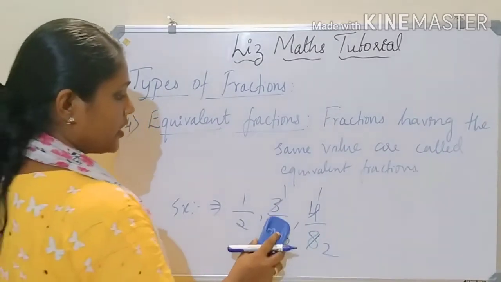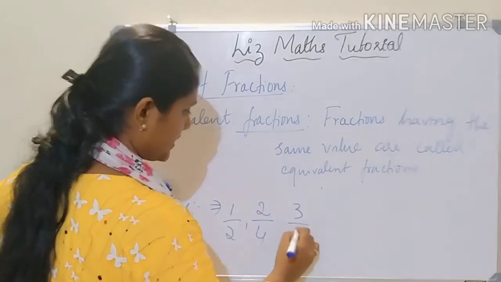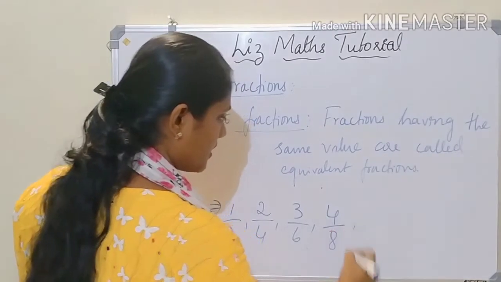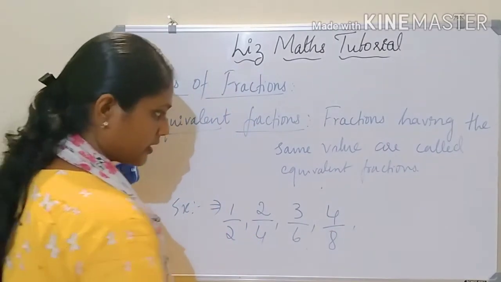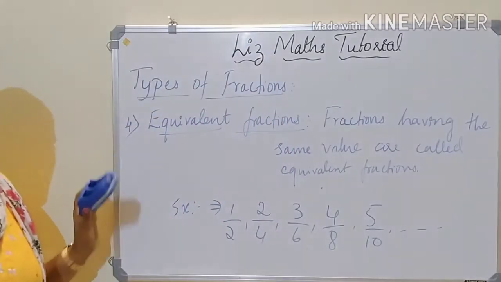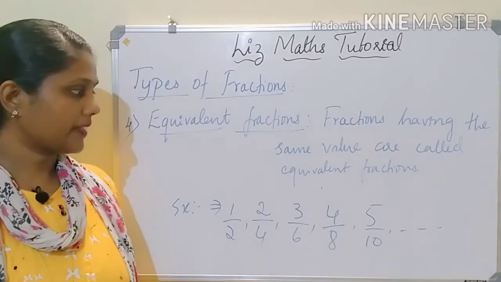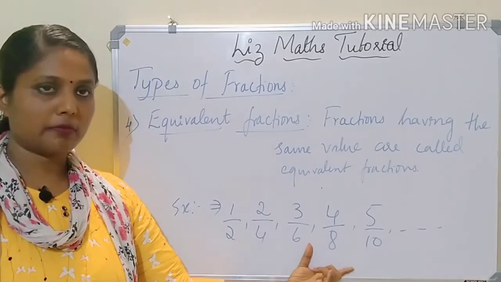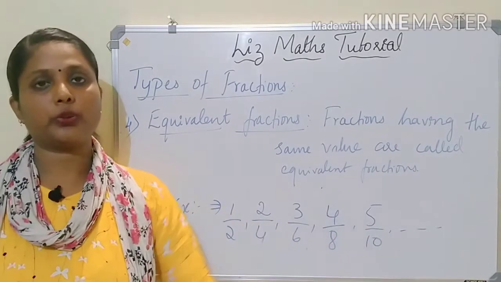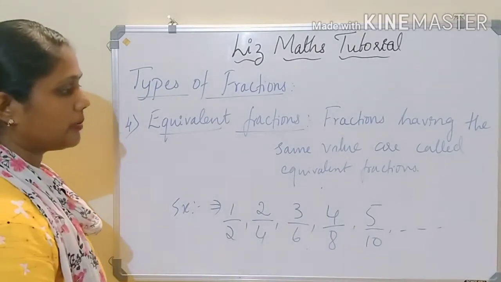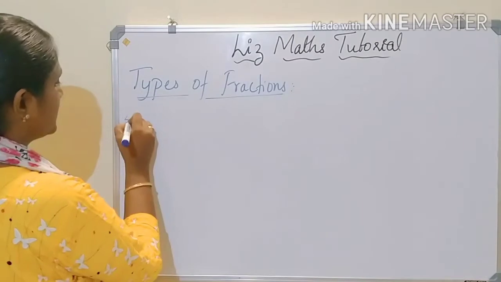Hope you understood. So which are equivalent fractions? 3 by 6, then 4 by 8, 5 by 10. These all are called equivalent fractions. Why? When we reduce these numbers, you get 1 by 2 in all of them. So these are called equivalent fractions. Clear? Okay, now we move on to the next one.